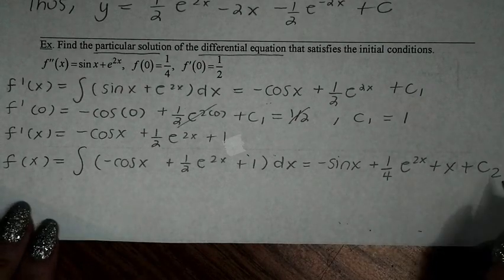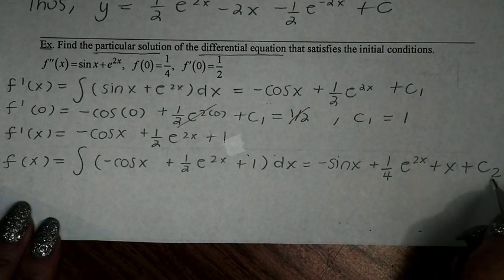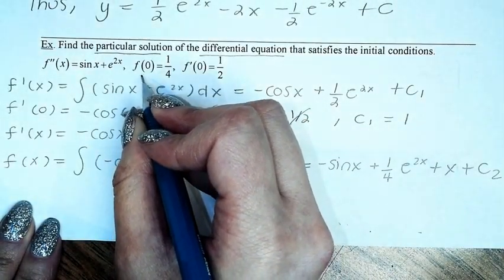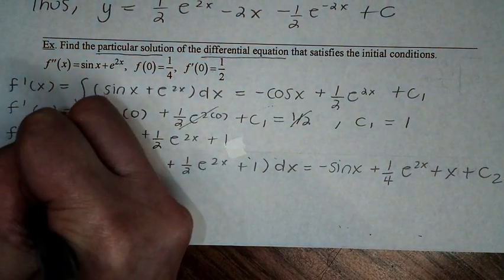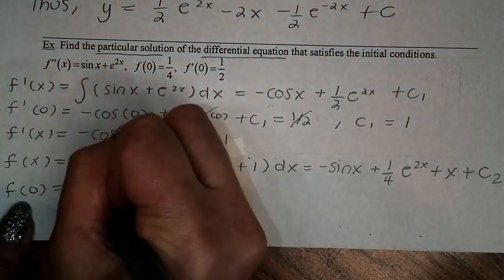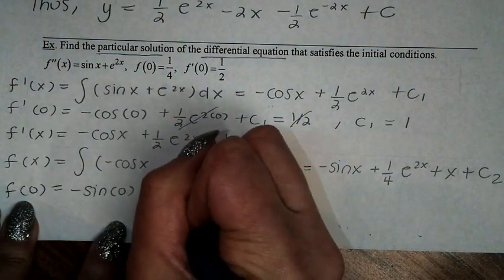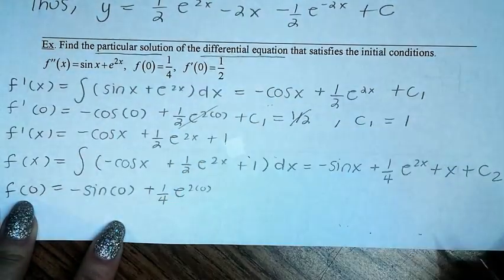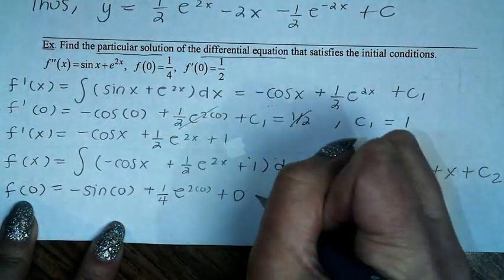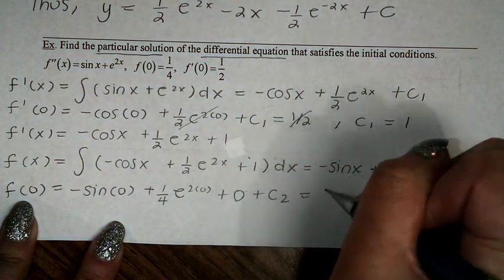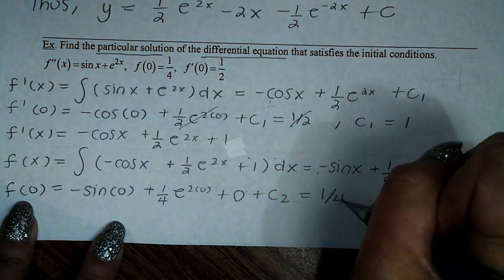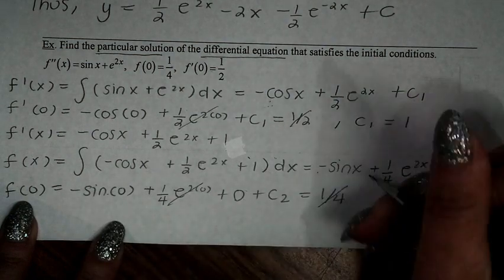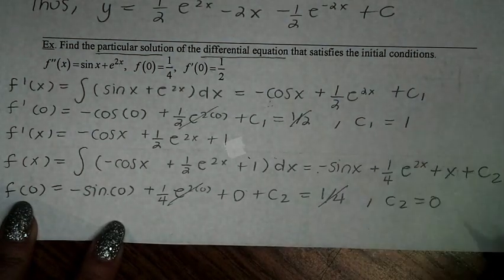So what do you have here? I need to find that c2. The good thing is that they gave you an initial value, which was f of 0. So you just replace the 0 as your x. So you have sine of 0, which you know is 0, plus 1/4 e to the 2 times 0, plus 0, plus c2, that should be equal, according to this, to 1/4. This is also 1/4, 1/4. This is a 0, so you know that c2 is going to be 0.